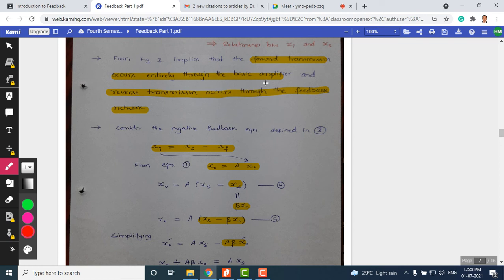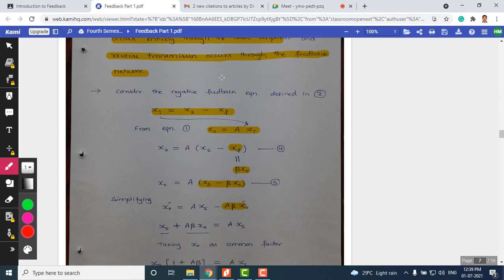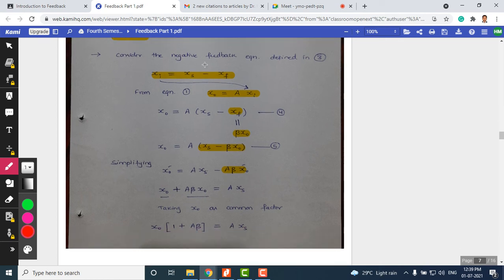Now we will have a small derivation of the output signal with reference to the source signal. This is called the feedback signal. Let us now do the derivation. Consider the negative feedback equation, which is defined as equation 3. As we have shown in equation 3, the input signal xi is related to the source and feedback in this way, xs minus xf.